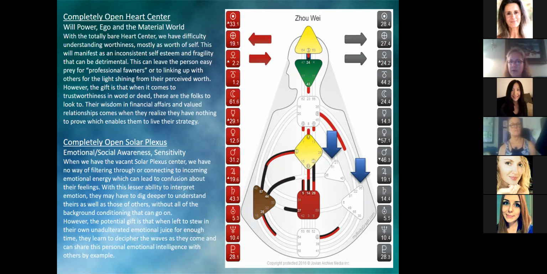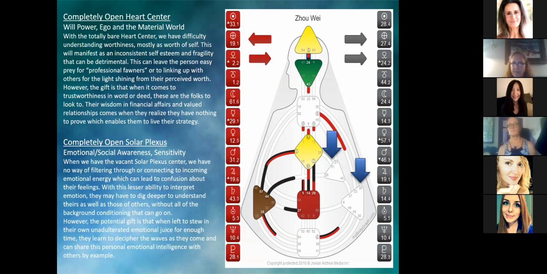The gift in this is that when it comes to trustworthiness, this is the most trustworthy person because they are steadfast in what they say they're going to do. They're going to do it. You can also look to their wisdom in financial affairs because they have that material world understanding. Even though there can be conditioning from others, they actually have a real understanding on what that would be, and value of relationship as well. So once they come to their gift, they have nothing to prove and they're free to live their strategy.